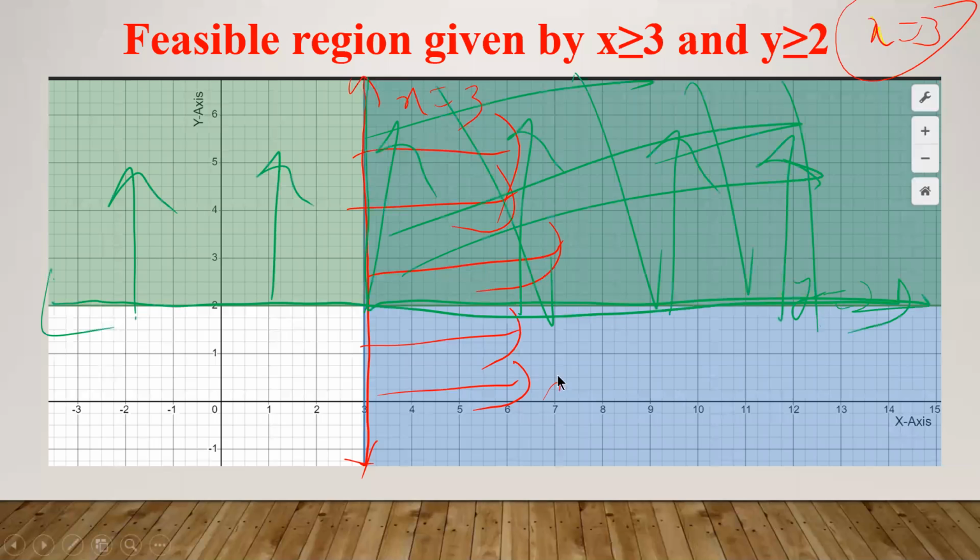Okay. So this light blue color is given by x greater than or equal to 3. This light green color is given by y greater than or equal to 2. When you see the common portion, it is this color. When you combine these two colors, you get this. So this is the feasible region given by these two inequalities. Okay.